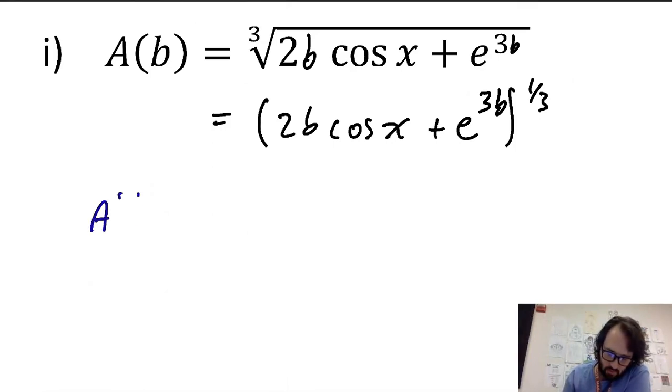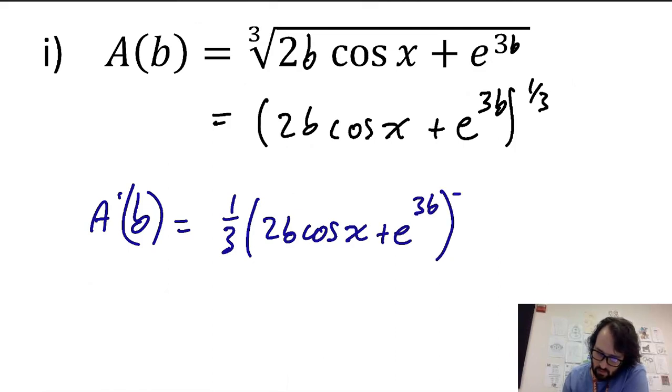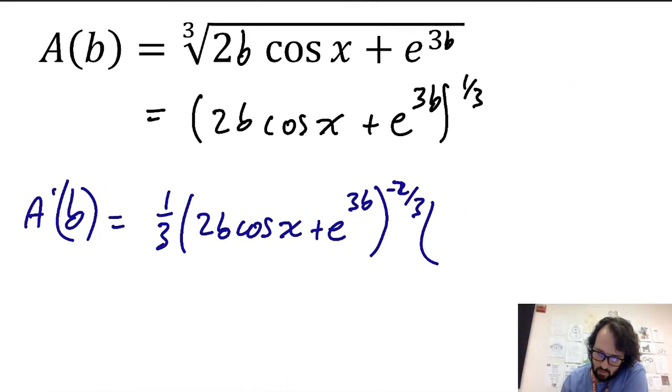I have a prime of b equals 1/3 times (2b cosine x plus e to the 3b) to the negative 2/3. Then times, I need to look inward. So now I'm looking at the derivative of my inside part. And this first one, I didn't change that x. I'm so sorry. It should be b.